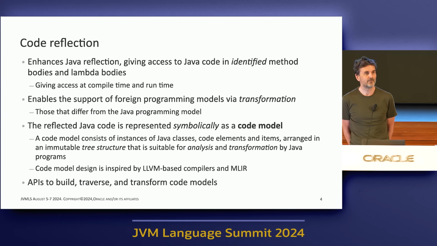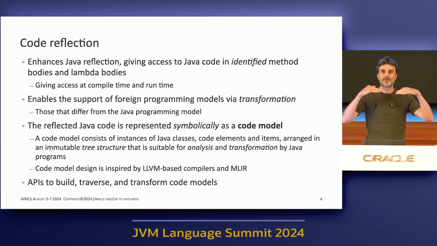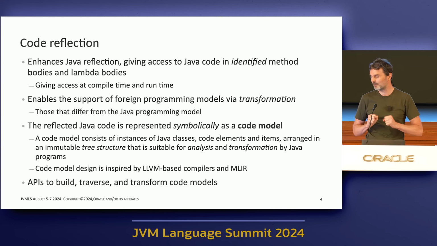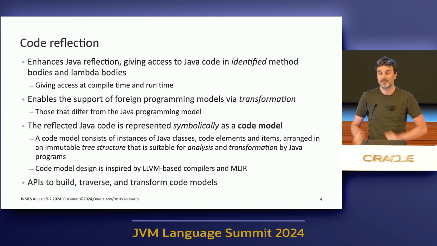So what is code reflection? It's really an enhancement to Java reflection. So Java reflection currently gives access to fields and methods, but it doesn't go deep. We can't get access to the code in methods. The idea of code reflection is we broaden the access or deepen the access to code in identified method bodies and lambda bodies. So John Rose calls this cracking open lambdas. So we like to crack open a lambda or crack open a method and get access to the code and give access to this at compile time and runtime.